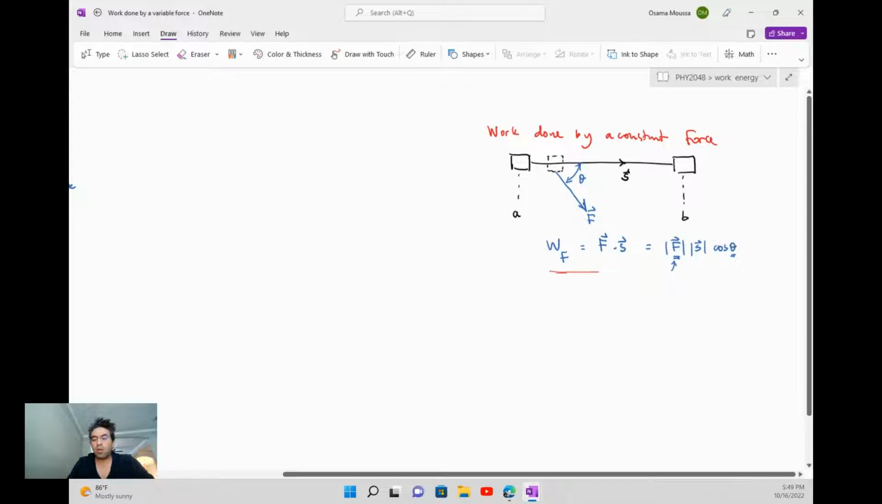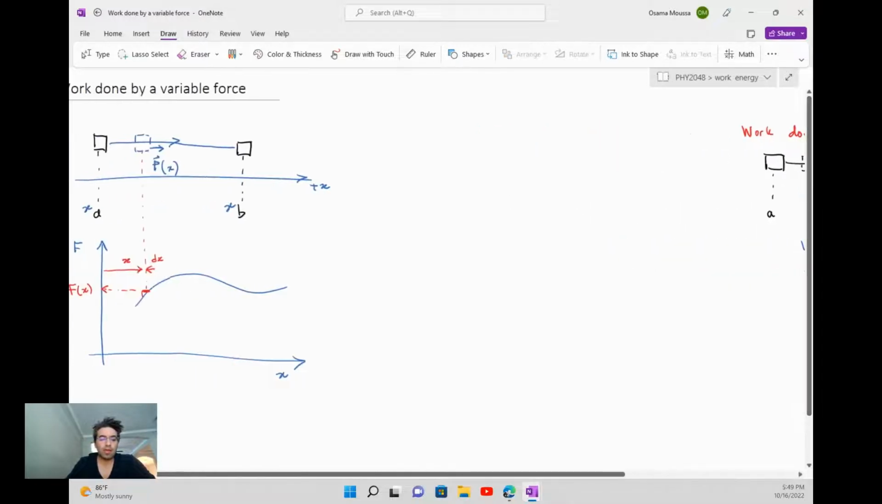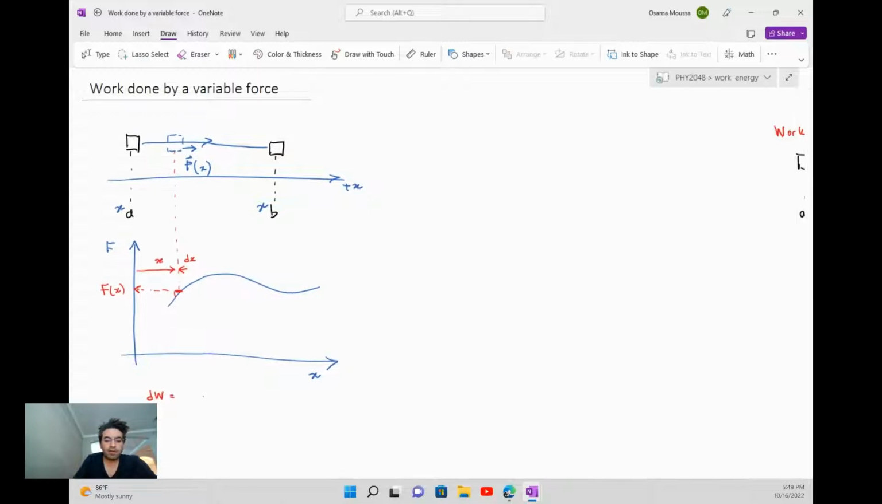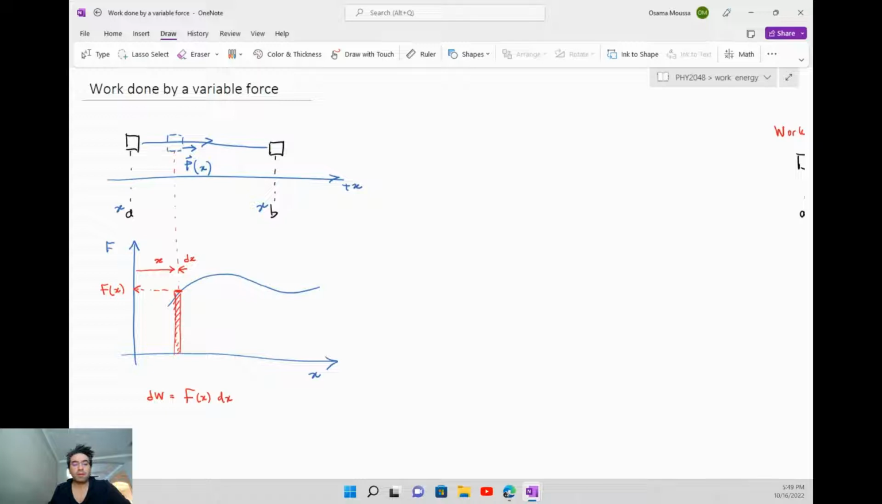in which case I can use this story here. I can talk about the work done by a constant force. So I say the amount of work that is done during this very small displacement delta x is given by the magnitude of the force, which I'm going to say is constant, multiplied by the displacement, which is very small, the infinitesimal displacement dx. And that would be the very small amount of work that is done during this very small displacement.